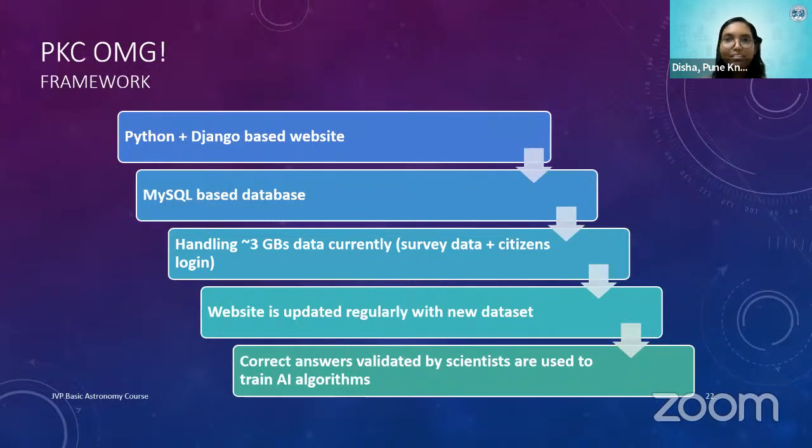So just for the technically driven smart citizens that we have tonight, I would like to speak briefly about the framework. The website is developed using Python and the Django platform. We have MySQL for storing the database. Currently around 3 GB of data is being handled. This consists of survey data, that means the galaxy images, the answers recorded by citizens, and their login information.